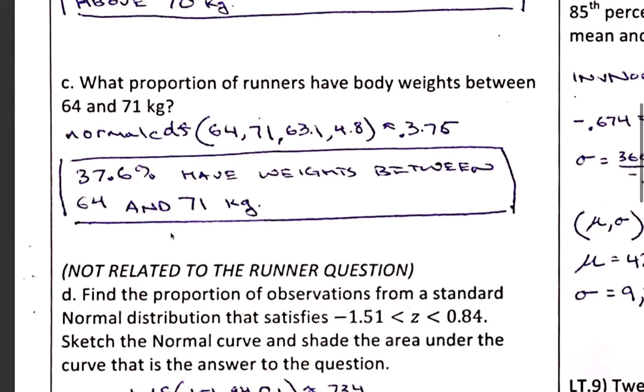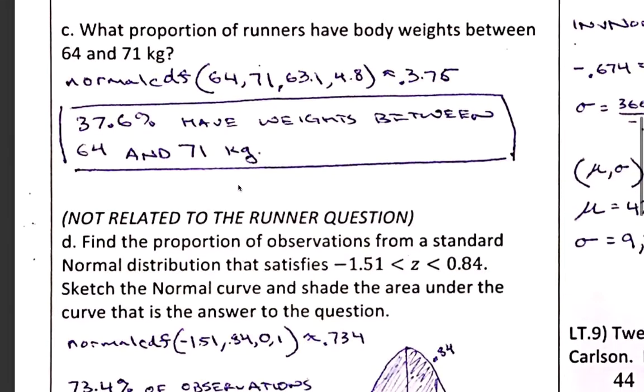For part C, we're talking about a range where we're in between two things. And so not unlike the last one we saw on the first side, we want to find the weights in between 64 and 71. The problem is this time 64 and 71 aren't perfectly on first or second or third standard deviations. And so lower bound will be 64, upper bound will be 71. Again, mean and standard deviation will spit out an answer for us. And what does that answer mean? Well, it means that 36.7% have weights that are in between these two things.